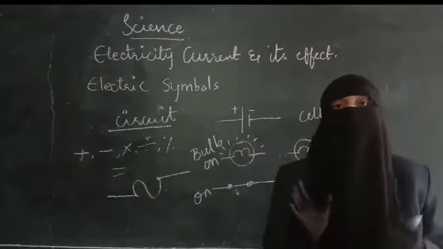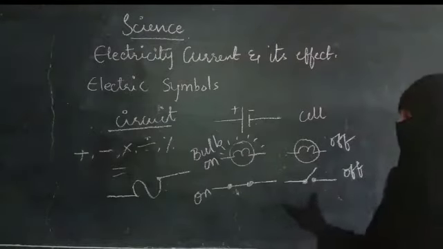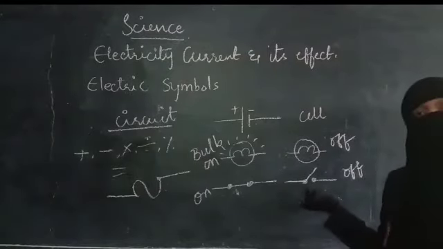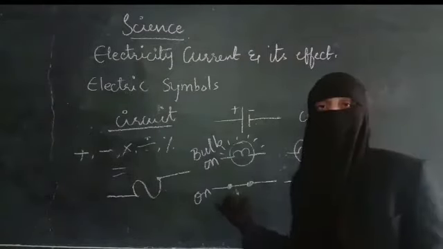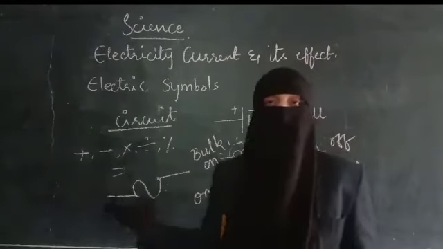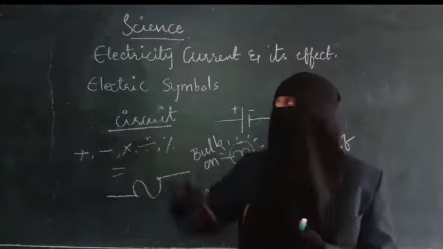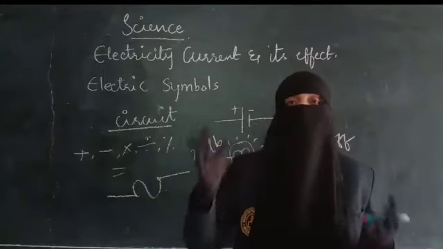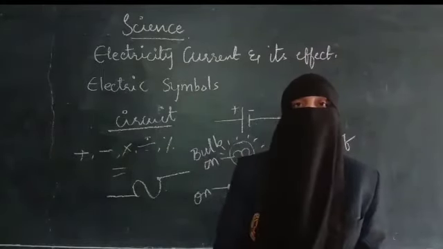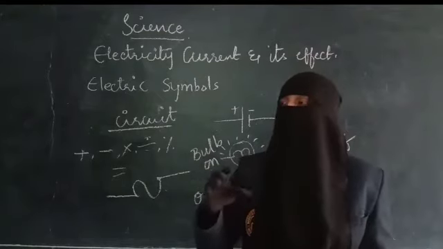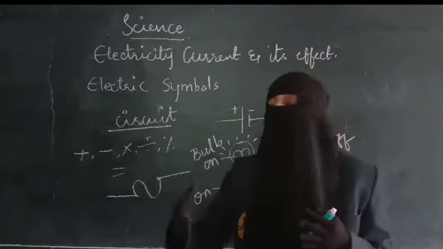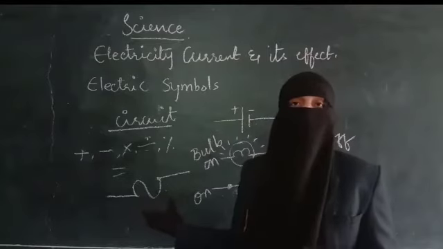The circuit is broken when the switch is in off position, and the circuit is complete when the switch is in on position. In the same way, a fuse is used as a safety device in a circuit. For all the electrical and electronic gadgets we are using, if they exceed the limit, then the fuse will automatically turn off.